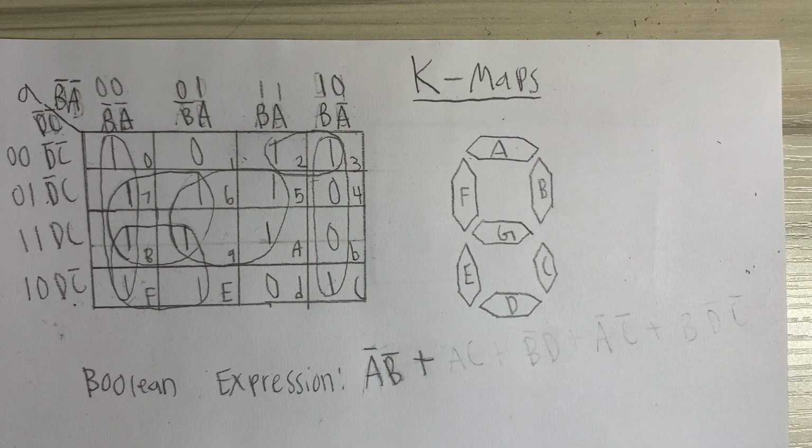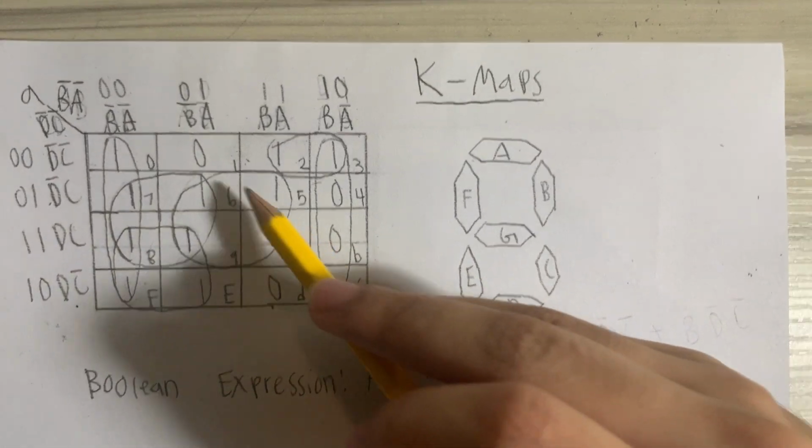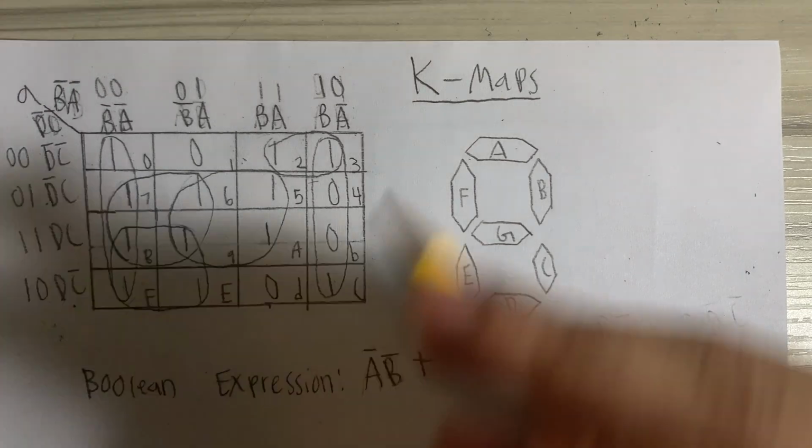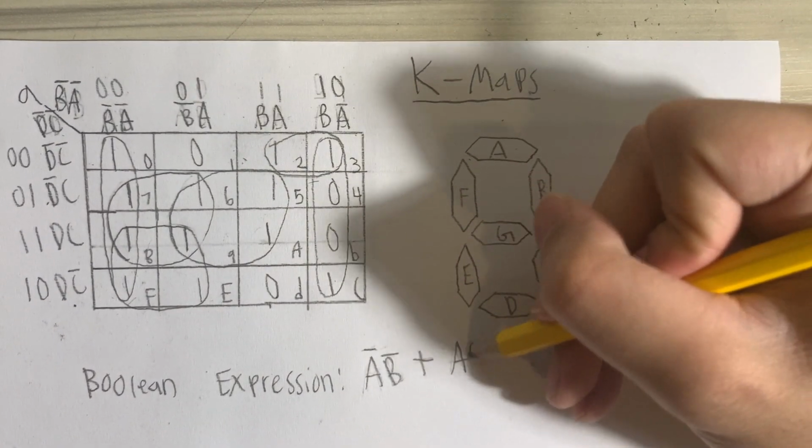Now I'll focus on the 4 ones in the center. I notice that A is high and C is high as well. So that's the next term, AC.